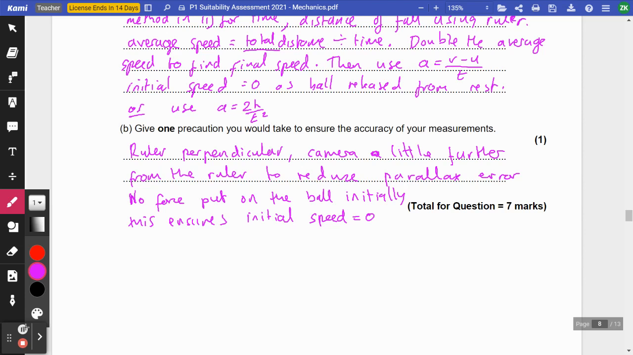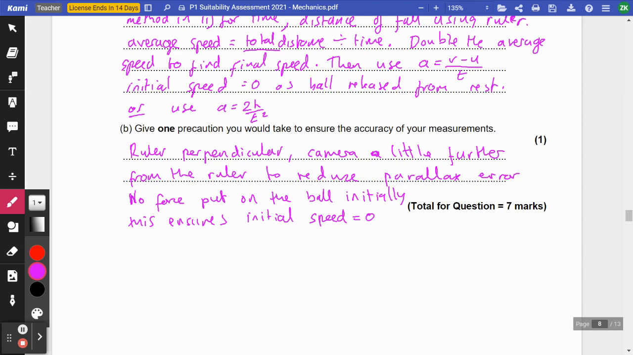And you're not throwing the ball downwards because we said the initial speed was 0. So ensure that no force is put on the ball initially. This ensures that the initial speed is 0. These are all the things that you could do to improve the accuracy of all of our measurements. Now, repeating the experiment does not ensure that the experiment is accurate.